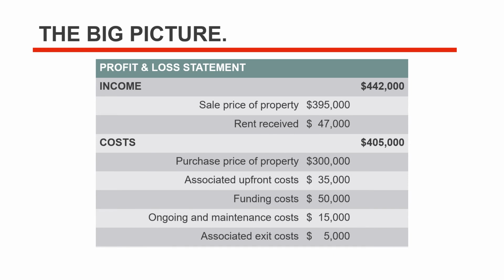The purchase price of $300,000, upfront costs of $35,000, interest and fees of $50,000, annual maintenance, rates and so on of $15,000, and final exit costs of $5,000. A total of $405,000. Take the costs away from the total income and we're left with a profit of $37,000.